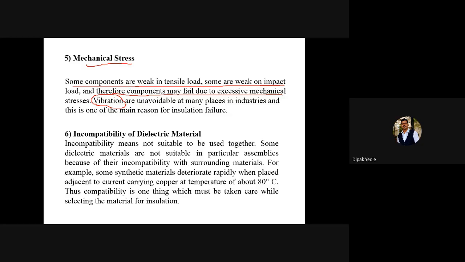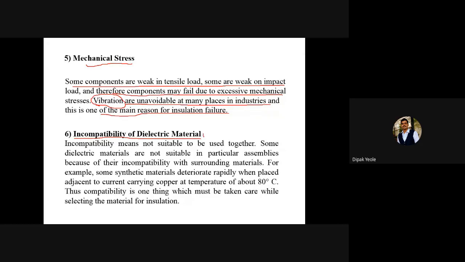But you cannot avoid the vibrations at many places in the industries, and this is one of the main reasons of insulation failure. But we can make sure that our foundation of electrical equipment should be strong such that it can bear these vibrations. Yes, तुम्हाला फाउंडेशन सुद्धा हे व्यवस्थित करावं लागतं इंडस्ट्रीमध्ये, so that it can withstand this vibration. And the last point is incompatibility of dielectric material.